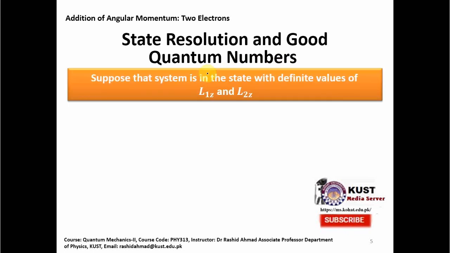So we start with the supposition that we have a system which is in a state with definite values of L1z and L2z. You know that L1z is the z component of the orbital angular momentum for the first electron, and L2z is that for the second electron, and this is the state. Now this is the bracket notation for any state, and m1 and m2 are the eigenvalues of these two operators. So m1 is the eigenvalue of L1z and m2 is the eigenvalue of L2z.